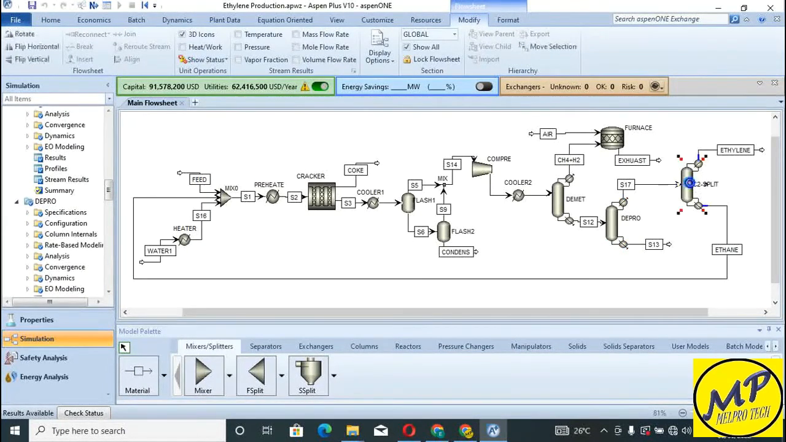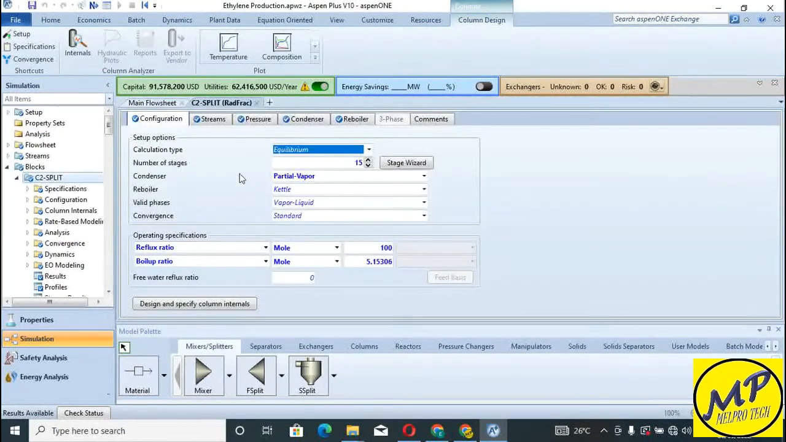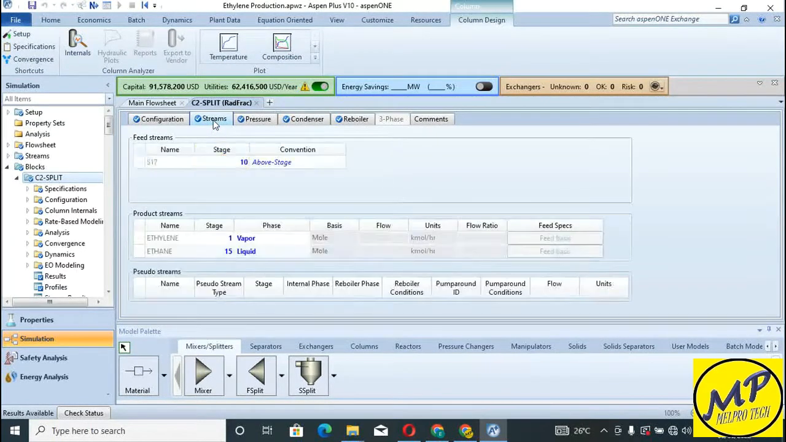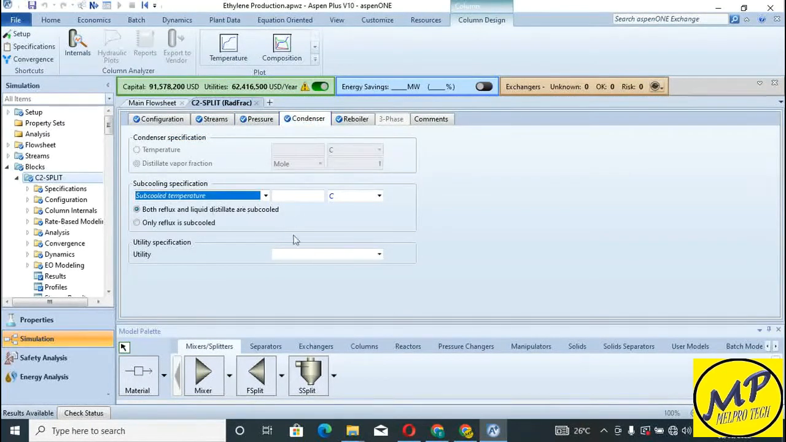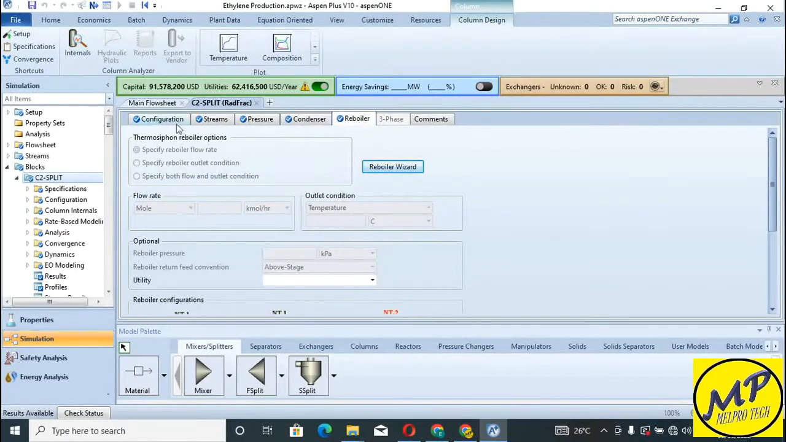Next, we have our C2 split. For the C2 split, these are boiler pressure, these are reflux pressure, partial vapor condensant type, number of stage 15, and the strings. We have this for the strings, we have this for the pressure, and then we have this for the condenser and then the reboiler.